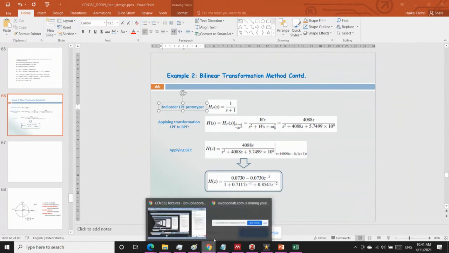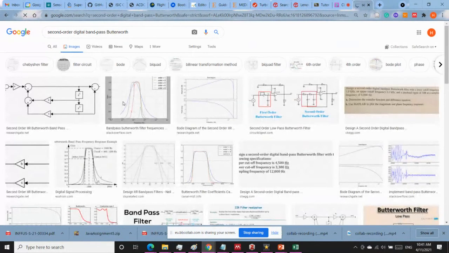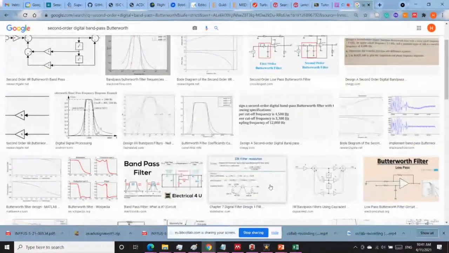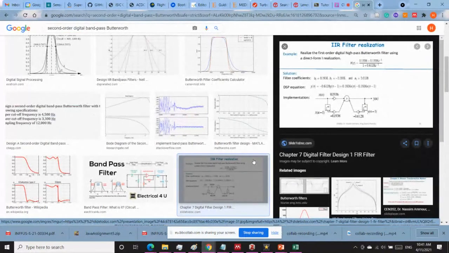خلينا نتأكد. شيخ جوجل, what do you say about second order Butterworth filter? ايه عنده transfer function هو في الديجيتال.